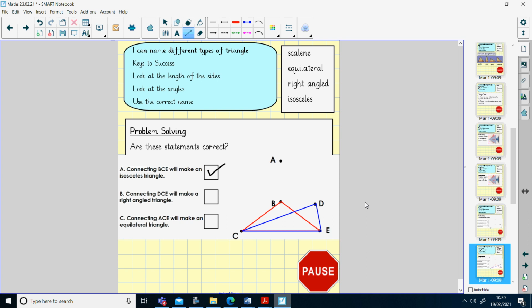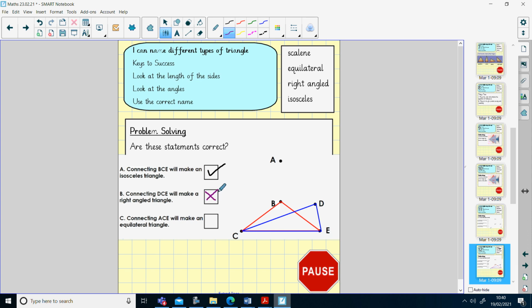So remember, a right angled triangle has to have that very definite L shape. Does that triangle have that definite L shape? Well, no, it doesn't, because this side here, the angle isn't 90 degrees. So actually, that statement is false. So I'm going to give it a cross.